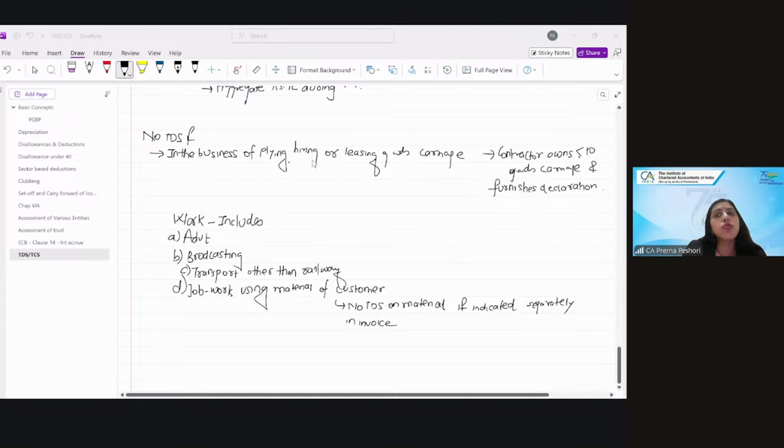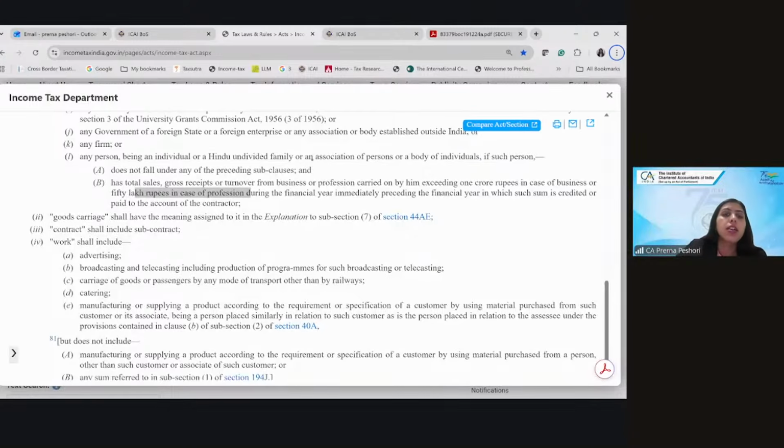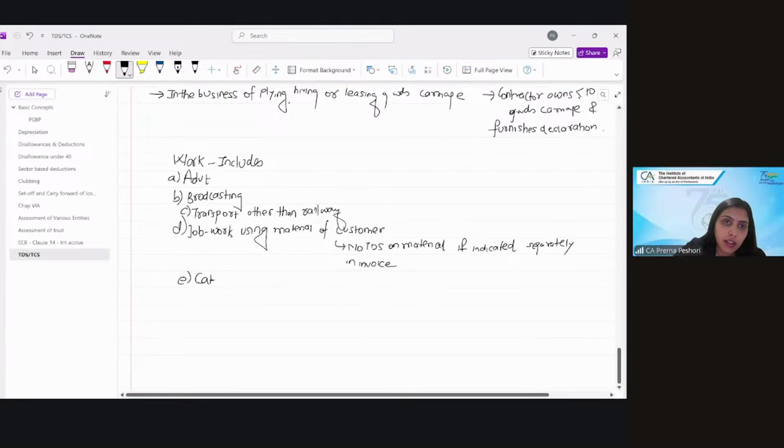Is event management also included in contract? Yes, because the definition of contract is inclusive, it can include anything. Neha, here you can also include catering. Yes, students, any questions, any doubt? Fine. Clear. Okay. Now there are certain circulars and notifications given in your module.